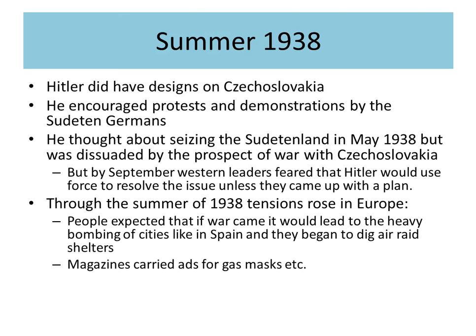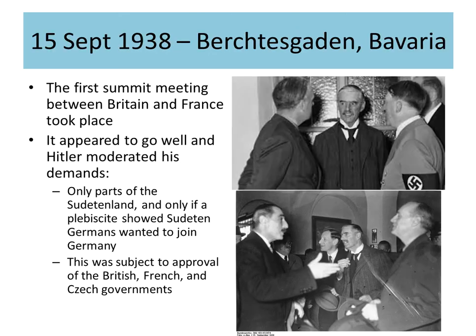However, as the summer of 1938 goes on and tensions increase throughout Europe, people basically start to expect that it would lead to heavy bombing of cities like it had happened in Spain. Of course, the memory of Guernica, which we talked about last lesson, was still fresh in people's minds. So they begin to dig air raid shelters. In fact, this is happening in London at this particular point. Magazines carry ads for gas masks, as it seems that Neville Chamberlain is assuming that Germany will move into the Sudetenland and a war is increasingly likely.